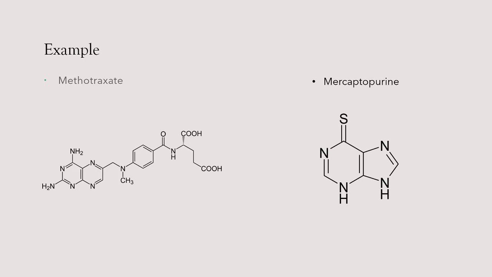We have two examples here. One example is methotrexate, which mimics the structure of THF or tetrahydrofolate, and you can see that if you compare its structure with the folic acid structure, there are quite a few similarities. Similarly, you can see a purine-like structure, mercaptopurine, and we have given the structure here. Mercaptopurine will replace the use of normal purine, and spurious strands will be created by administration of this drug.